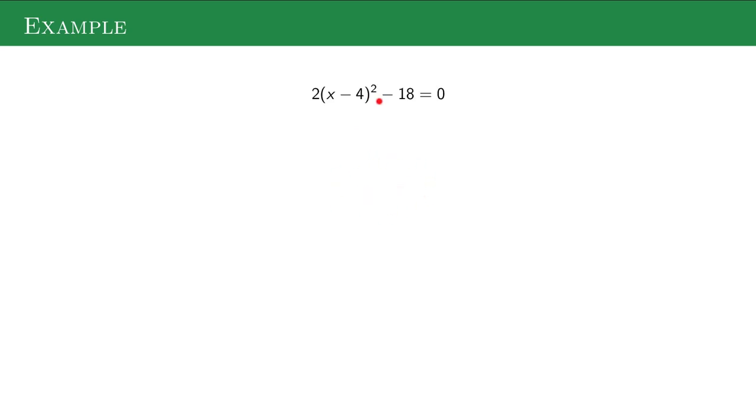In this example, I had this thing in parentheses being squared, but I need to get that by itself. So the first thing I'm going to do is add 18 to the other side. The thing being squared still has something next to it, so I've got to get rid of that 2. So I'm going to divide both sides by 2. That turns that into a 9. But now this whole thing being squared is by itself, so now I can use my square roots, and the squared and the square root are going to cancel.